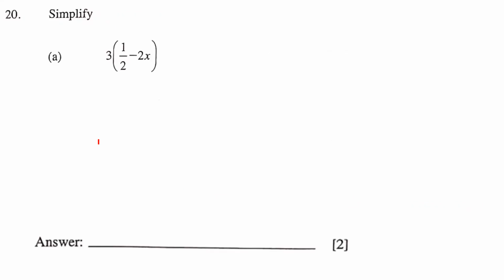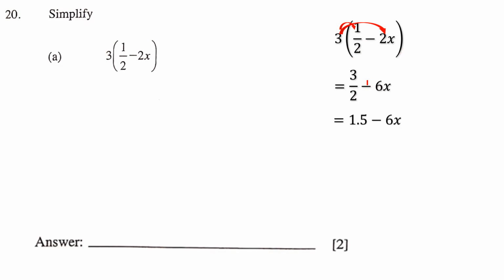Okay, moving right along to this algebra question. Let's look at it. So we have 3 open bracket, a half minus 2x. How are we going to do that? Well, the first thing you have to do is multiply 3 by a half. All it is is multiplying 3 by 1 and leaving the denominator. And then we have to multiply 3 by 2x. Well, 3 times a half is 3 over 2, minus 3 times 2x, which is 6x. So it's going to be 3 over 2 minus 6x. We divide. It's going to be 1.5 minus 6x. And so that's the correct answer, 1.5 minus 6x.